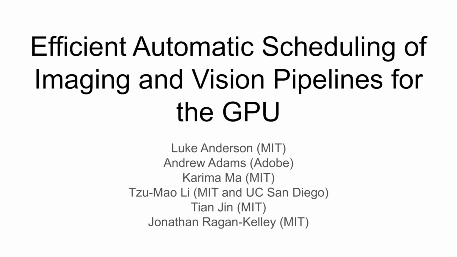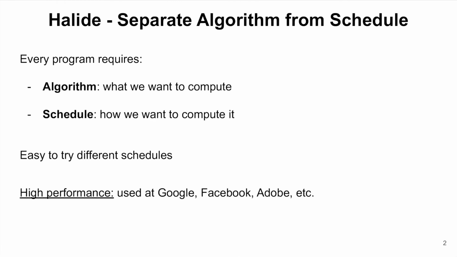This talk is about an algorithm for efficiently and automatically finding high-performance implementations of Halide programs for the GPU. Halide is a language for high-performance image and tensor processing. The key idea of Halide is that every program is separated into two parts: the algorithm, which describes the high-level intention of what you want to compute, and the schedule, which describes how you want to compute it and specifies low-level implementation details like parallelism and storage. This makes it easy to write different schedules to explore different implementations of a given program.